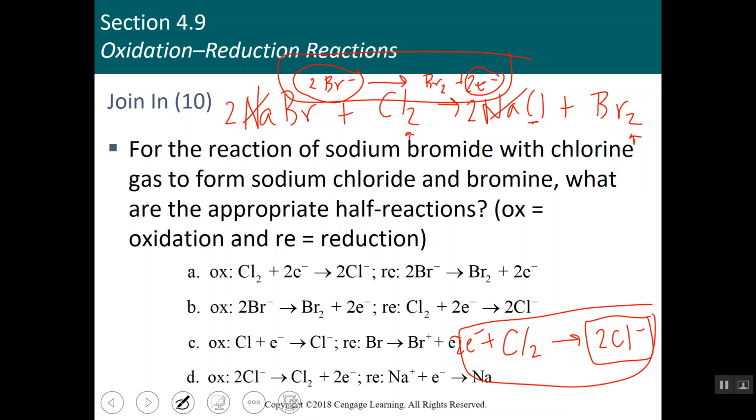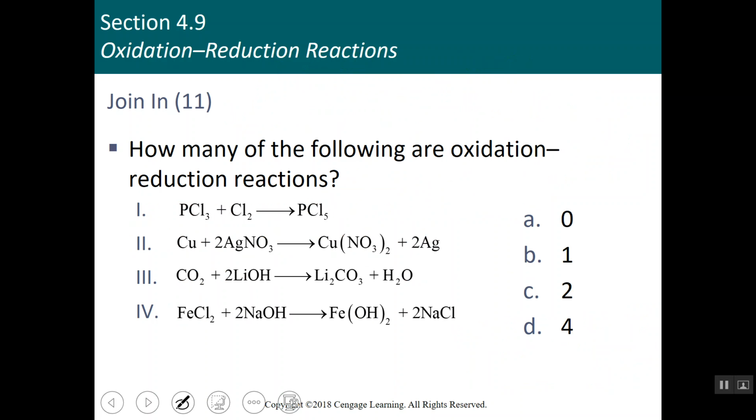And the only one showing that is answer choice B. Again, you'll see this in the next lesson, so don't panic if you don't understand it now. How many of the following are oxidation reduction reactions? What you're doing on this one is simply looking for whether something changes charge.